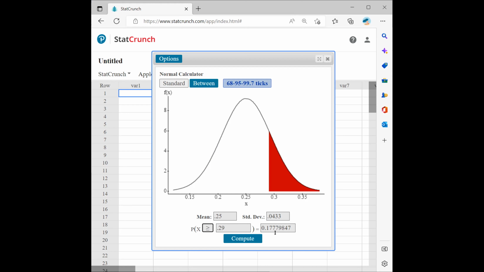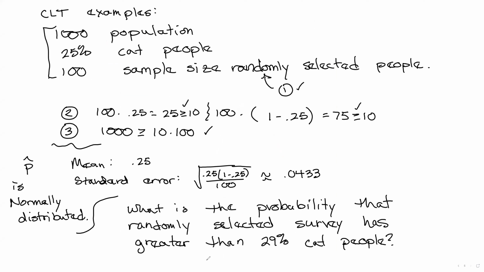So it gives you some idea of what the probability of getting a high outcome is when you do a survey. That is wild. I don't know if the ramifications or the coolness of that is readily apparent, but we got 17.77%. So what is the probability that a randomly selected survey has greater than 29% cat people? Again, we know there are 25% cat people, but we're doing a survey. Surveys are not always accurate. So there's a 17.77% chance that our survey outcome is going to have more than 29%.